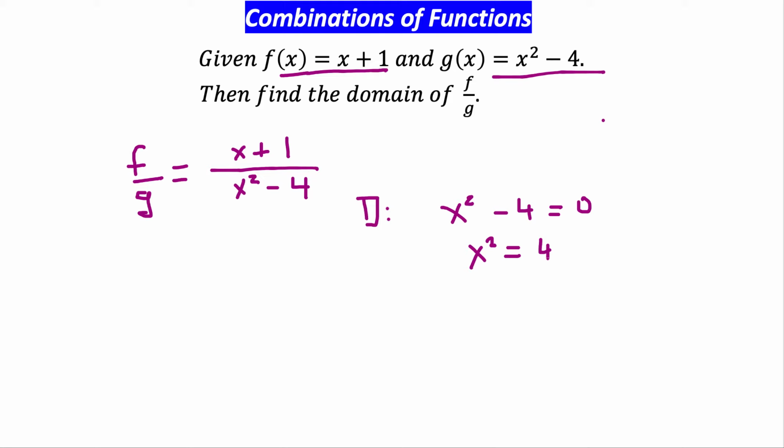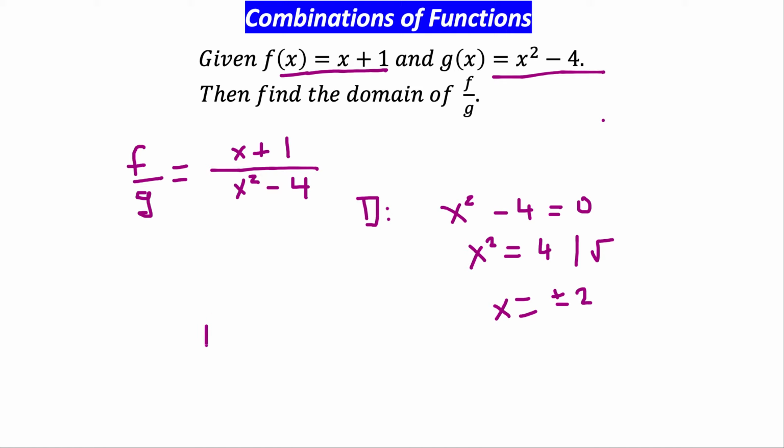And if we are solving for x and taking the square root of both sides, x is going to be equal to plus or minus 2. So I'm going to take a shortcut because this is not a big deal.